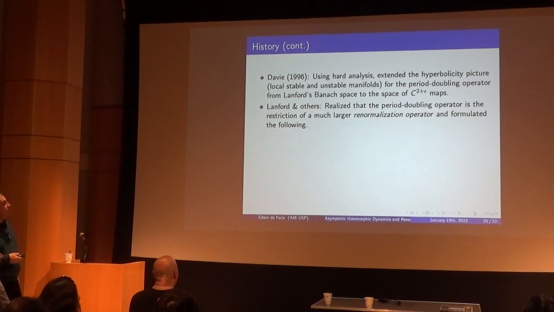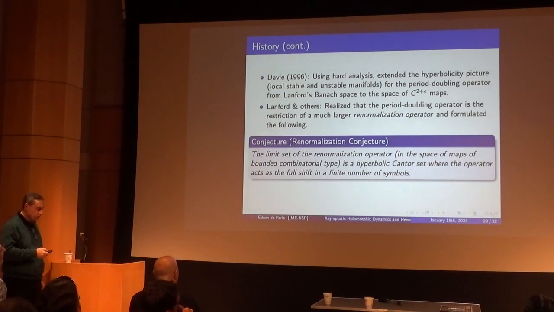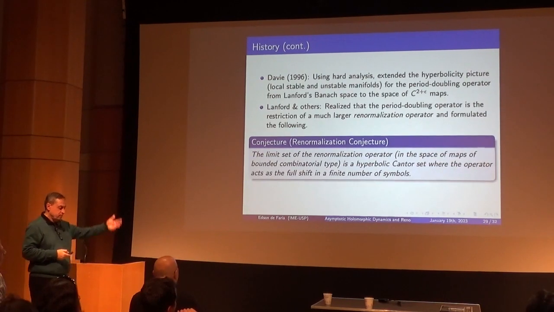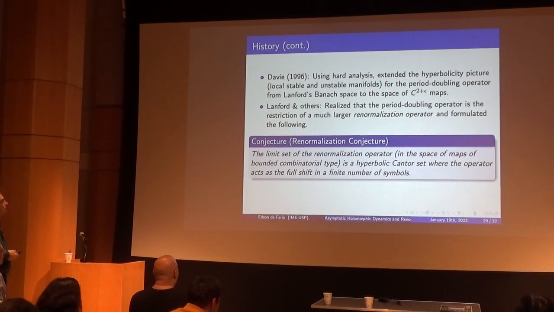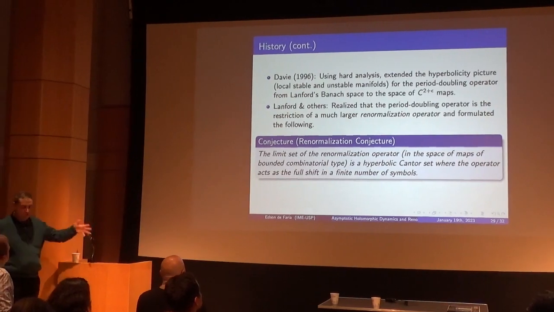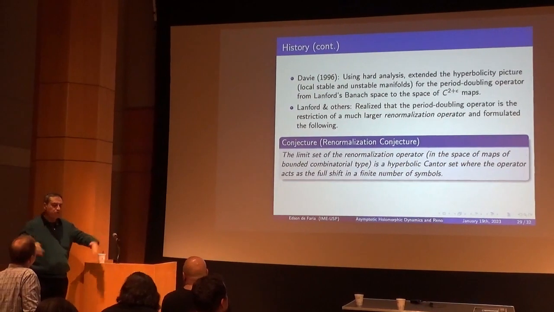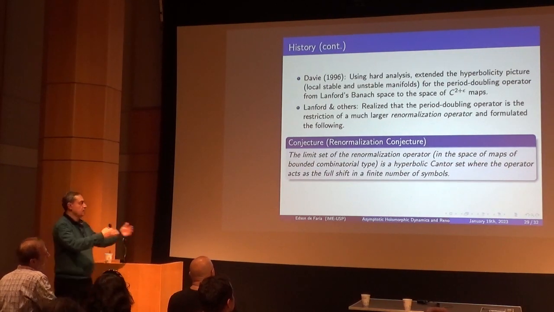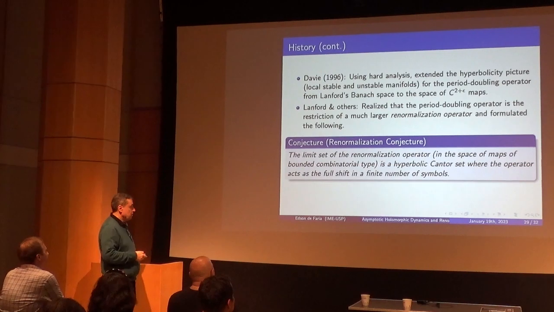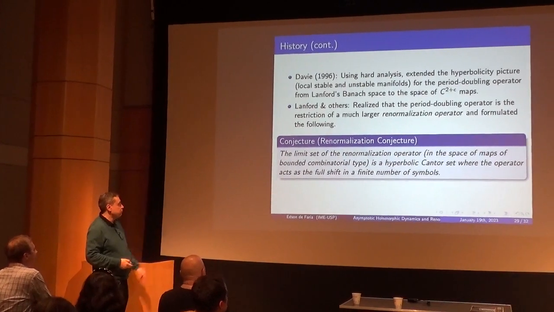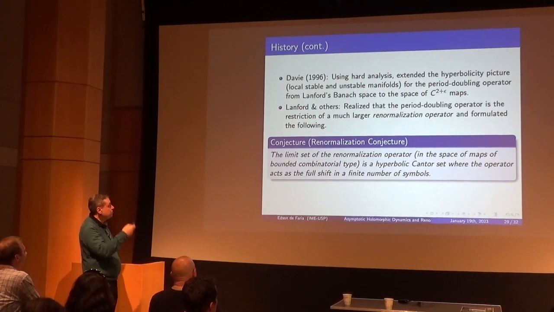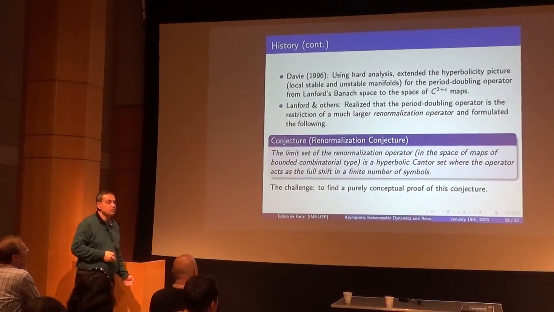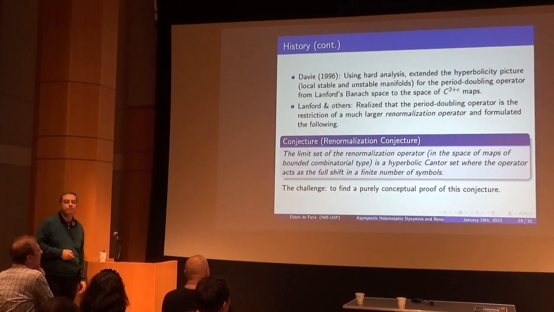And then people realized that the situation was actually more general, that you had a Cantor set of universal maps, and that there was a larger renormalization operator with the property that this Cantor set should be a hyperbolic Cantor set, and that the dynamics would be like a full shift in a finite number of symbols. I'm thinking of a bounded type situation. And the challenge was to find a conceptual proof of this, and this is where Dennis came in.